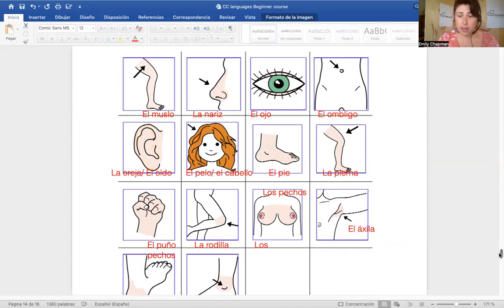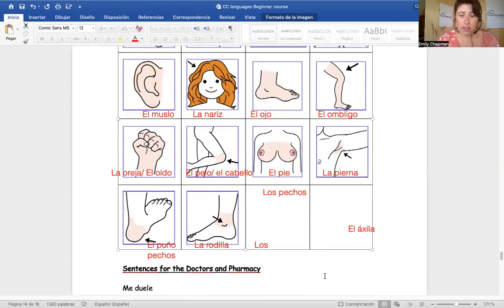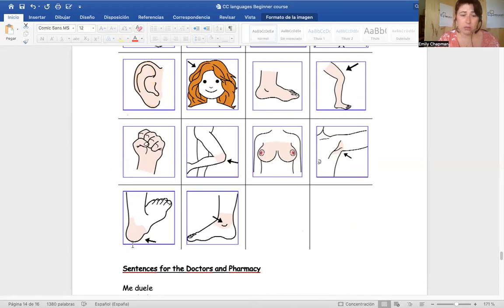Then the last two we have are foot and ankle. No, heel and ankle. So heel would be el talón. And ankle, el tobillo. So let's try to bear in mind some of these words, some of this vocabulary, and use them in our sentences now below.